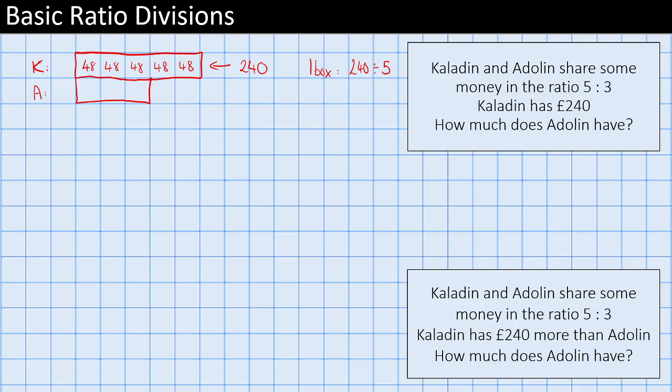Now, we know that one part is common between both parts of the ratios. We know that for every 5 parts in the top one, we have 3 parts in the bottom one, and each part has the same value, 48. So I know that then my second person has got 48 times 3 because they have 3 parts of that ratio, which is going to be 144.